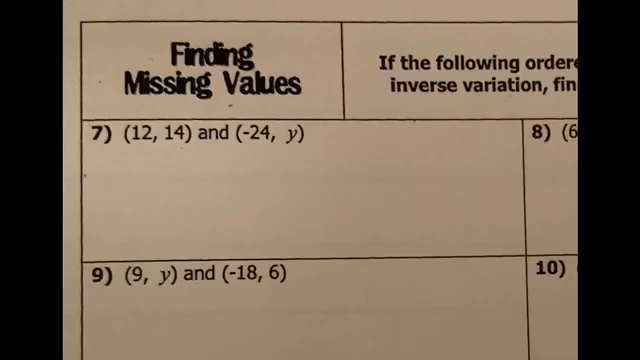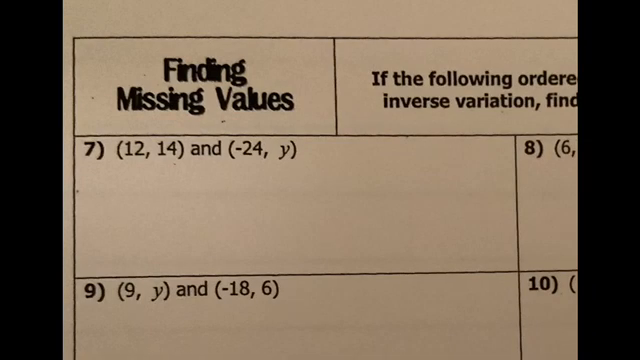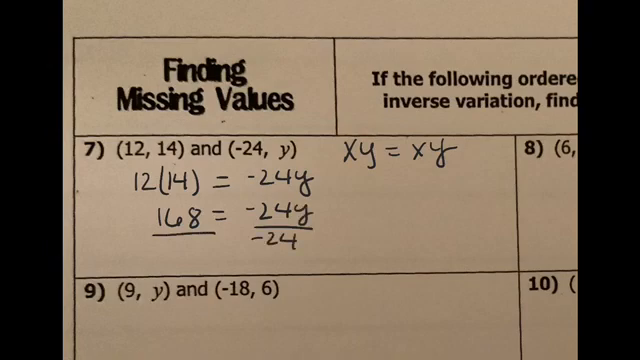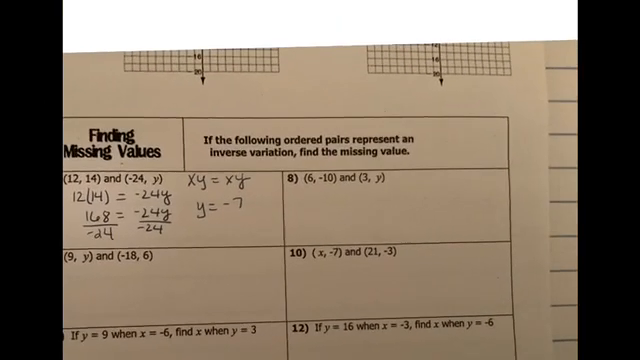All right, guys, we're going to look at finding the missing value for inverse variation. So the first thing we're going to do is look at the equation, which is x1y1 is equal to x2y2. So when we set that up, it's just simple. We multiply 12 times 14 is equal to negative 24y. We can multiply 12 times 14, which brings this to a one-step equation. Divide by negative 24 on both sides, and we find out our y is negative 7.